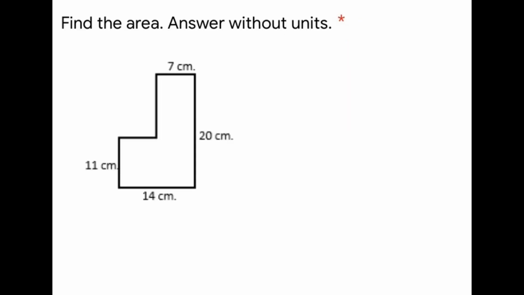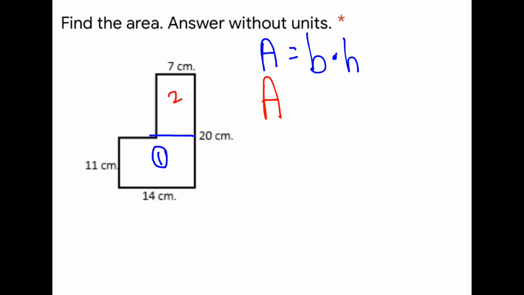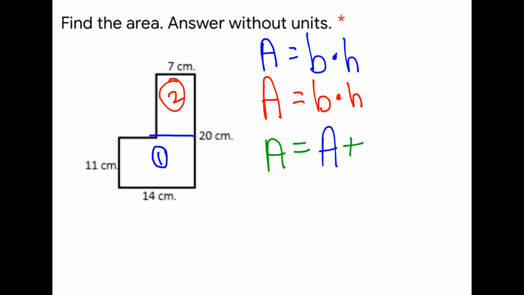Find the area. Answer without units. So we have two sections here. First, we need to find the area of the blue section, and that is base times height. Then we need to find the area of the red section, which is also base times height. And then the total area of this shape is going to be area 1 plus area 2.